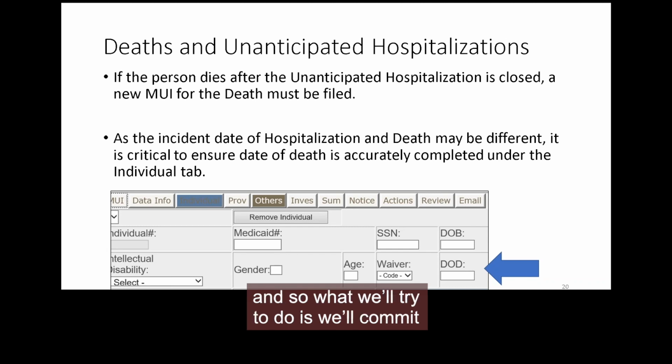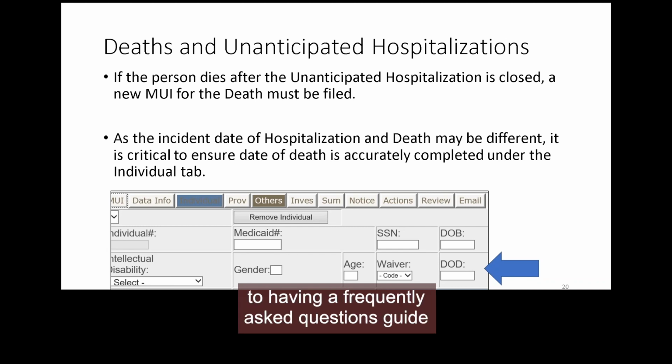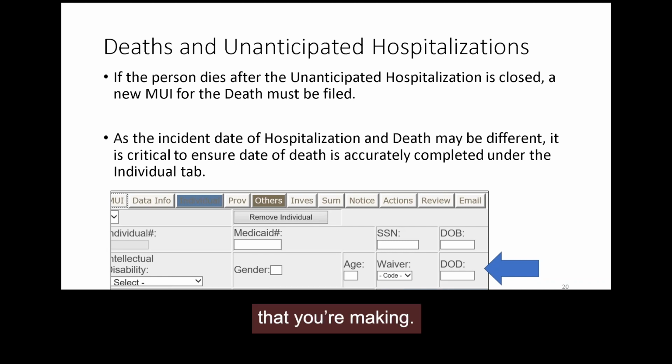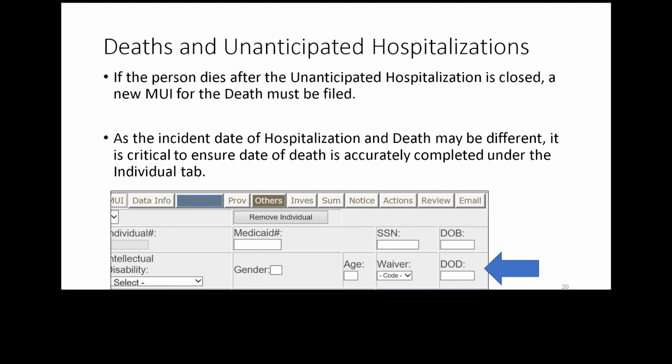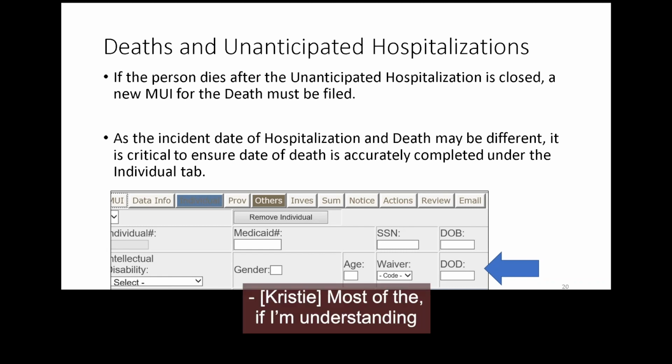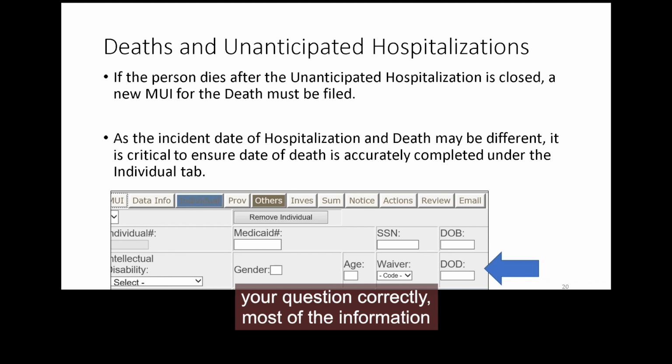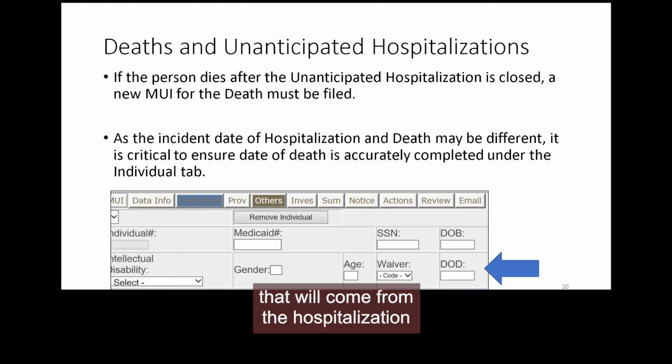And I think there's a lot of little details that we'll need to continue to work out. So what we'll try to do is commit to having a frequently asked question guide for the incident tracking system, and we'll try to capture all these great questions and comments that you're making. Another question we have related to death is, will there be different information needed for death of a consumer based on the multiple categories? If I'm understanding your question correctly, most of the information that will come from the hospitalization is what I already need for the death.